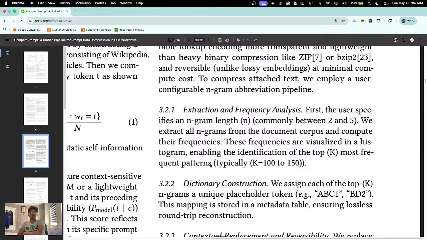First, the user specifies an n-gram length, n, commonly between 2 and 5. We extract all n-grams from the document corpus and compute their frequencies. These frequencies are visualized in a histogram, enabling the identification of the top k most frequent patterns, typically k equals 50 to 150. Okay, so n-gram length basically just means a consecutive amount of characters or tokens in this case, I guess. So I do have some questions about that.